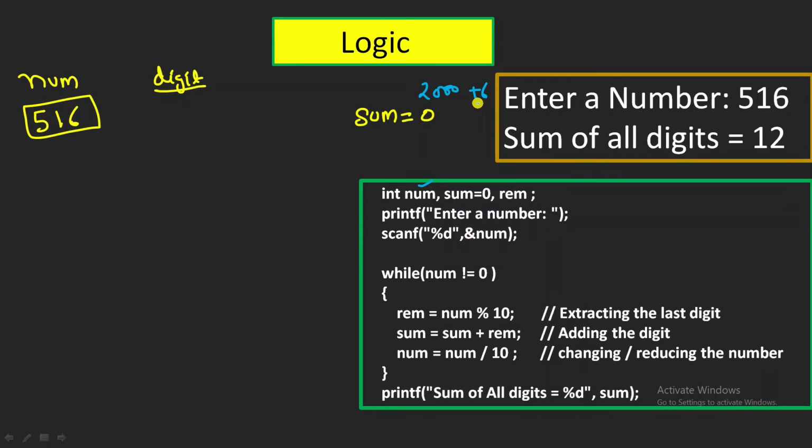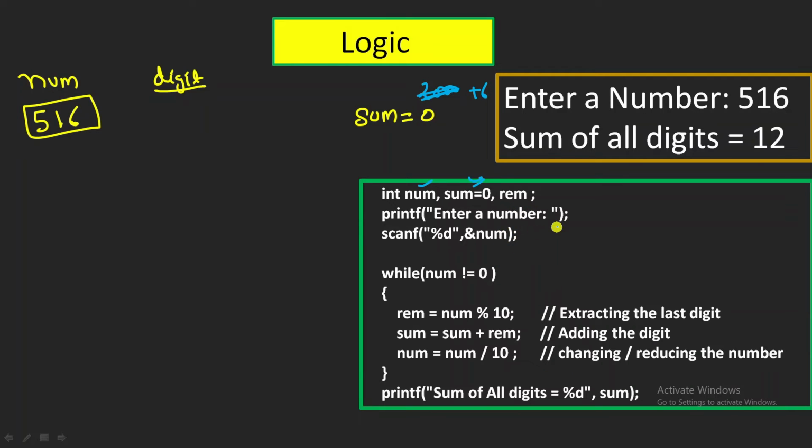But I do not want this. I want after adding 6, my sum should become 6 only. So that can only happen when we have the sum's original value as 0. That's why we are initializing it. And we have one variable remainder. We will see why we are using it.